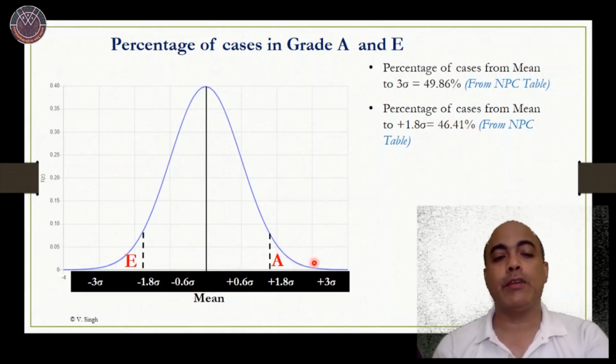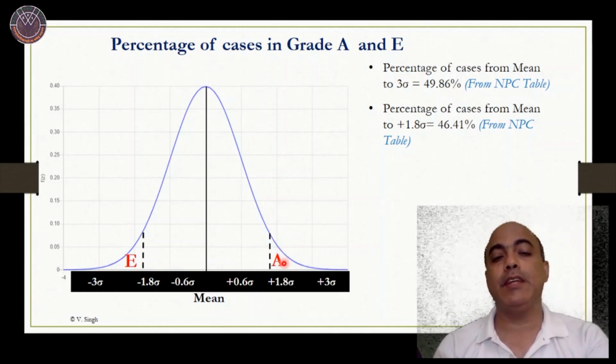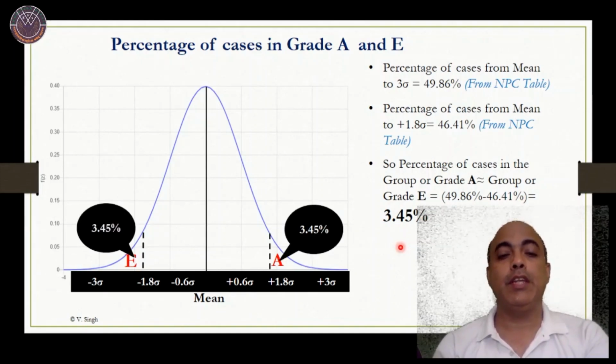So if we subtract, with simple mathematics, we can get the percentage of cases in grade A or in subgroup E. The percentage of cases in grade A, which is equal to grade E, is 49.86 minus 46.41, that is 3.45% cases each lying in grade A and grade E.